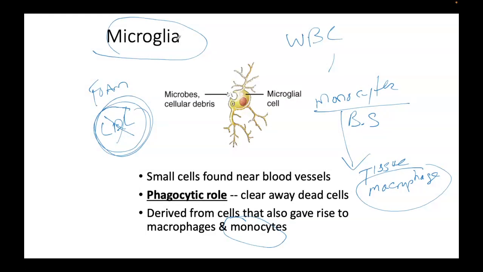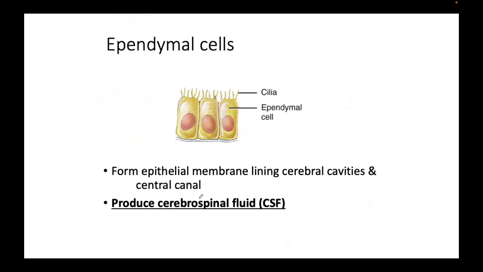When it's in the neural system, they're called microglial cells, and all they're doing is clearing away pathogens, microbes, or different types of cellular debris and even dead cells. So they're phagocytic. They clear away dead cells and dead debris.